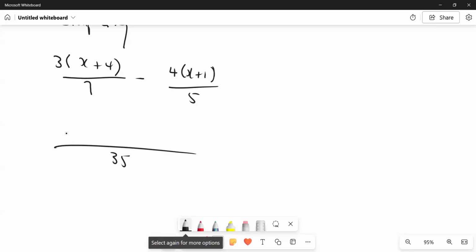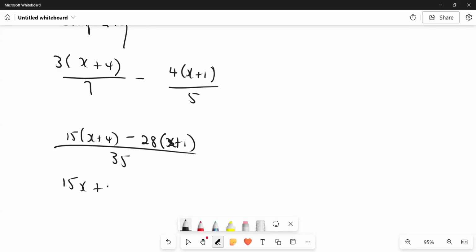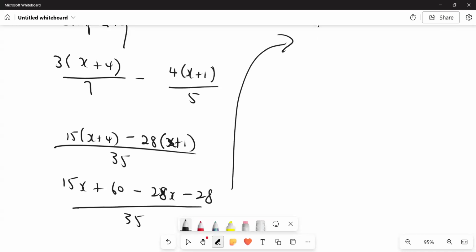5 by 3 is 15, minus 5 into 35, 7, 7 fours, x plus 1. And then remove the bracket, right? Then remove the bracket. So you get what? You get 15x plus 15 fours is what? 60? Minus 28x minus 28, right? All over 35. And then you simplify up here, right?